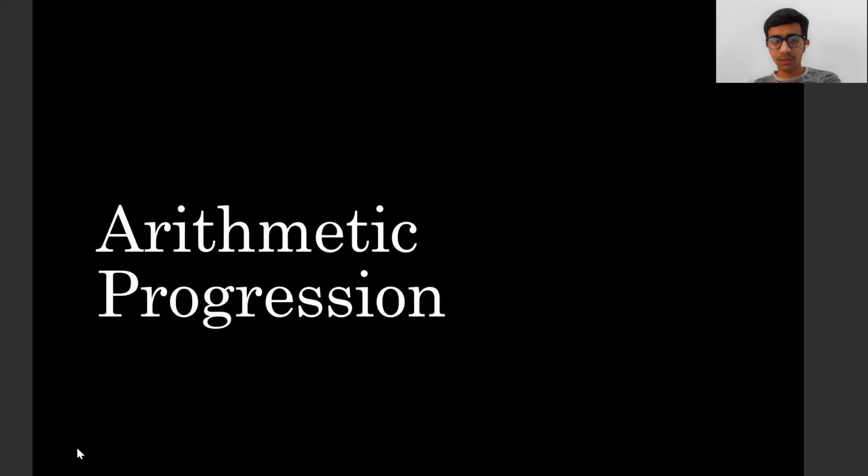All right, so I guess no introduction for arithmetic progression is required because you already know about it. Now tell me, you already know about the terms. The three terminologies used in arithmetic progression are A, D, and N, where A is the first term, D is the common difference, and N is the number of terms.